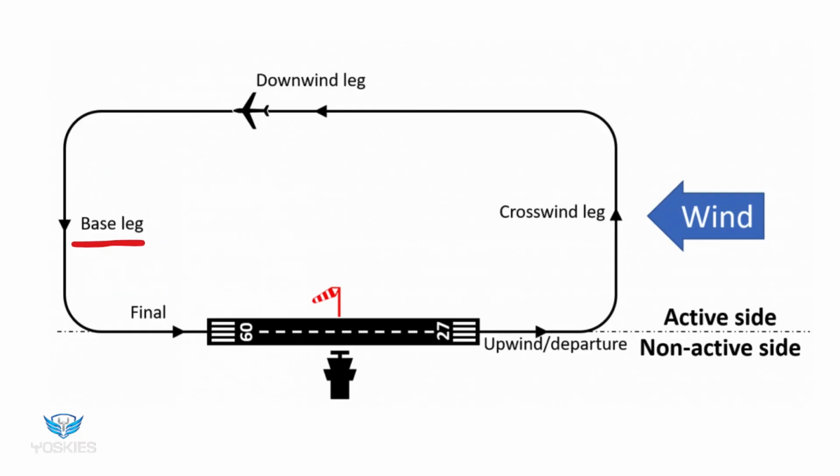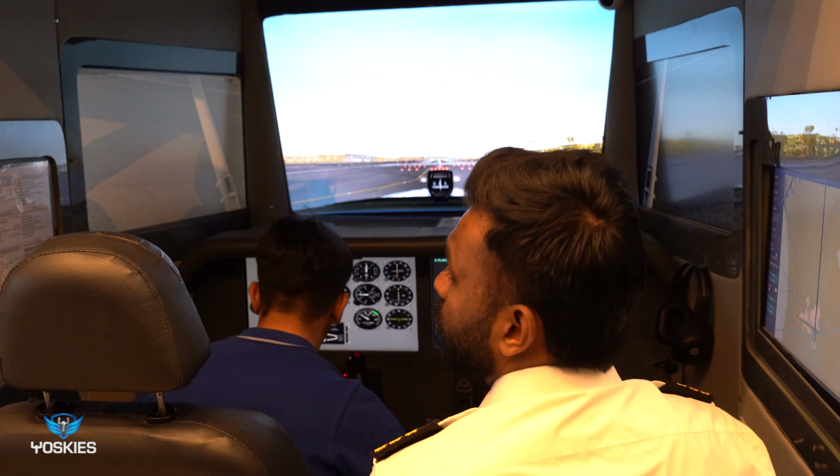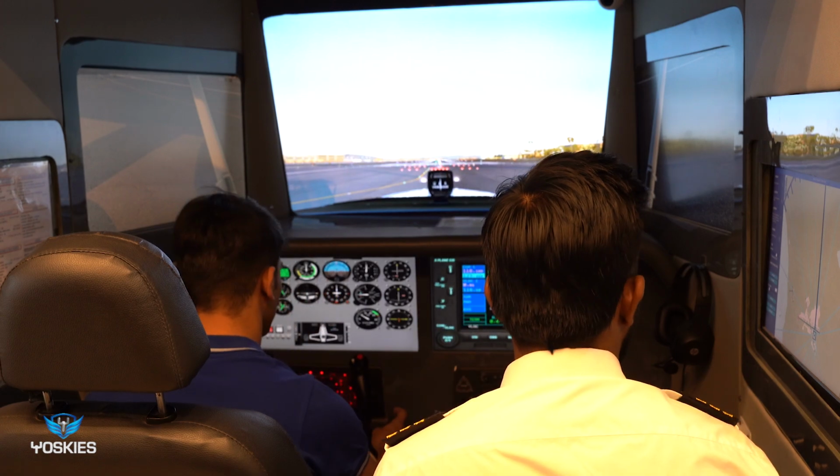Then you will continue on base leg and you will continue your descent also. So somewhere at 500 feet, you will start your final turn, and on final leg, you will add full flaps and you will land. Okay, now we are going to do the exit from the pattern basically.